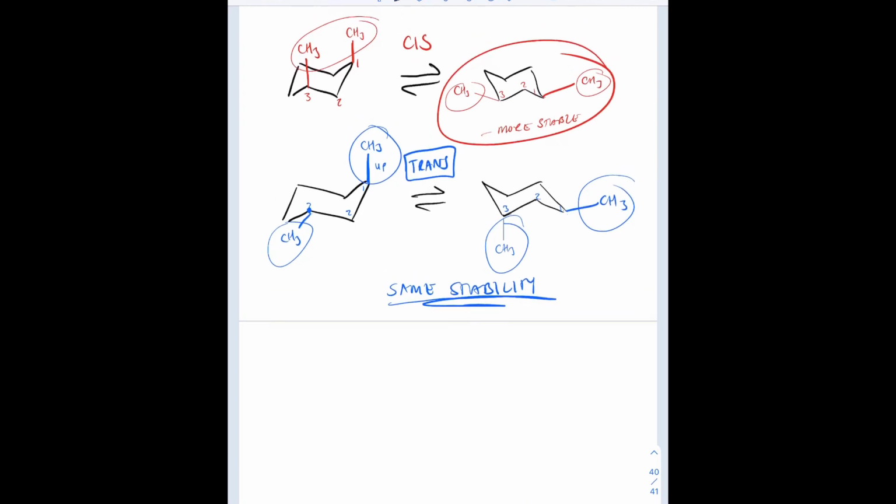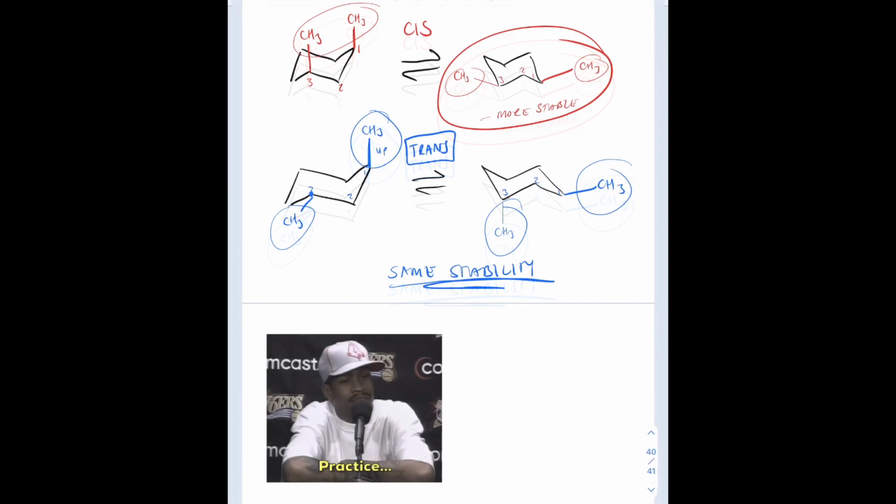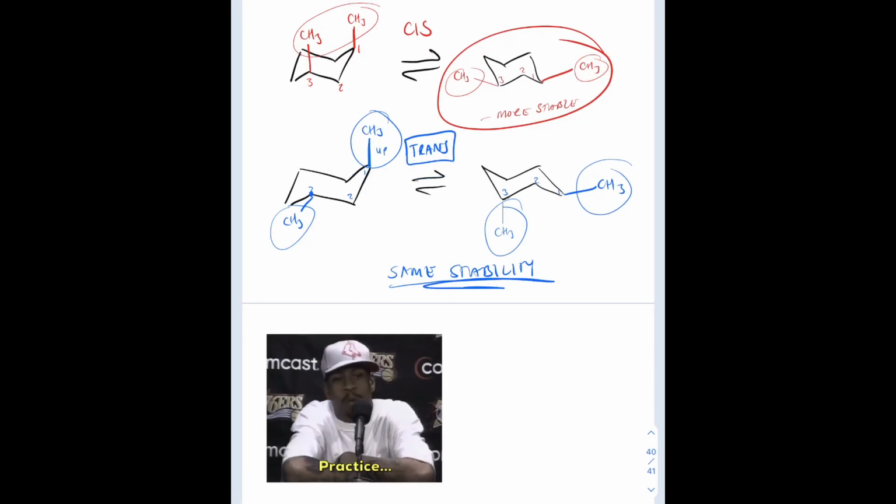And then that's basically the reason for drawing these 2 different structures. It's really important for you to be aware of it, be able to draw them all out, so that way you can figure it out, and then you'll be cyclohexane chair champions.